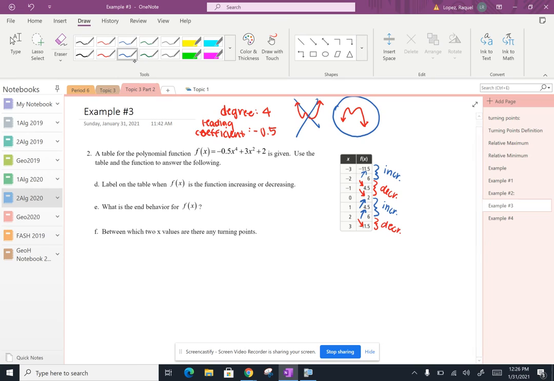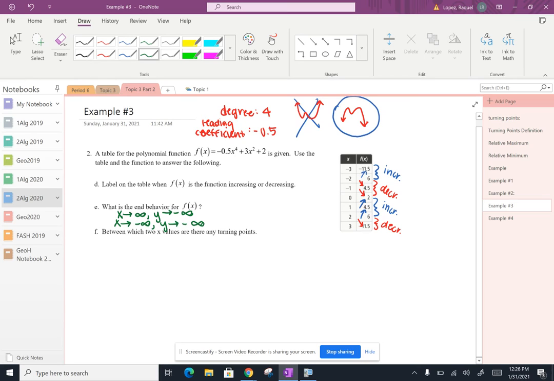Okay, so now let's write our end behavior. Our end behavior is going to be as x goes to positive infinity, my y's are going to be decreasing. So as x goes to positive infinity, y goes to negative infinity. And as x goes to negative infinity, my y's are also going towards negative infinity.